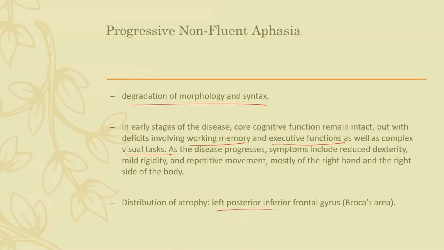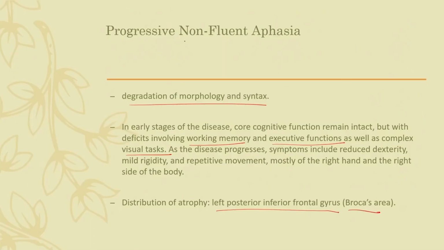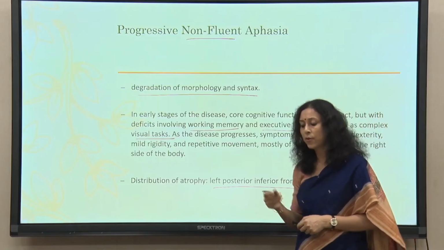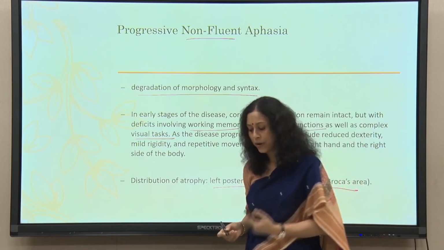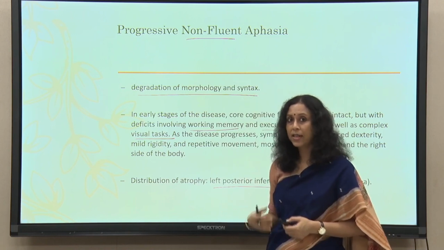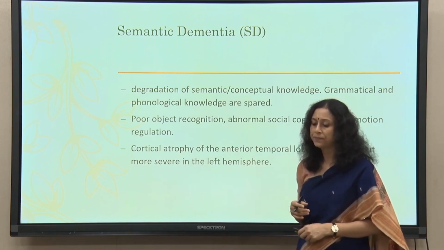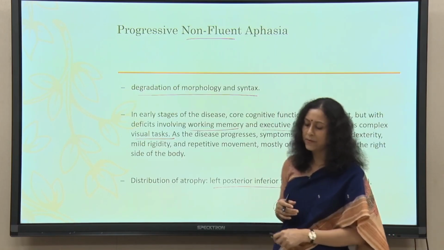The left posterior inferior frontal gyrus, roughly, which translates to Broca's area. In fact, because Broca's area is affected, that is why we see non-fluent aphasia. Remember, non-fluent aphasia is also called Broca's aphasia. So, when neurodegeneration affects Broca's area, we not only have various kinds of core cognitive functions getting affected, but also a kind of aphasia that is called progressive non-fluent aphasia.